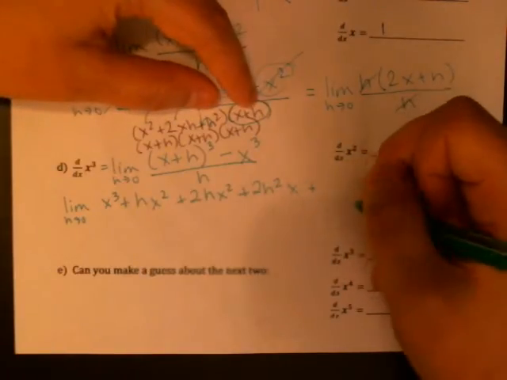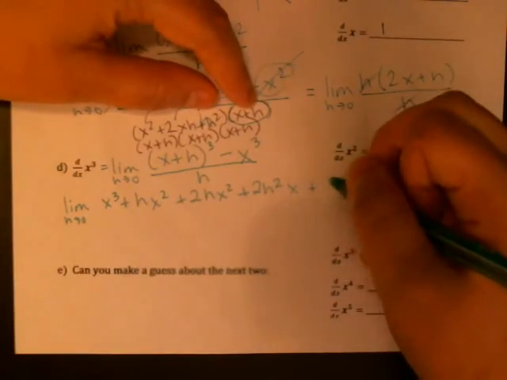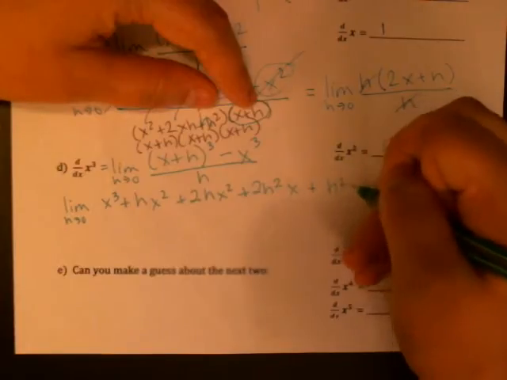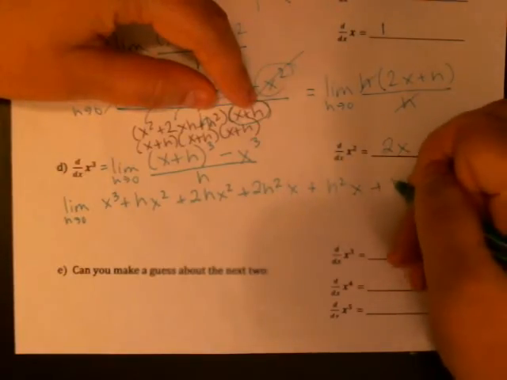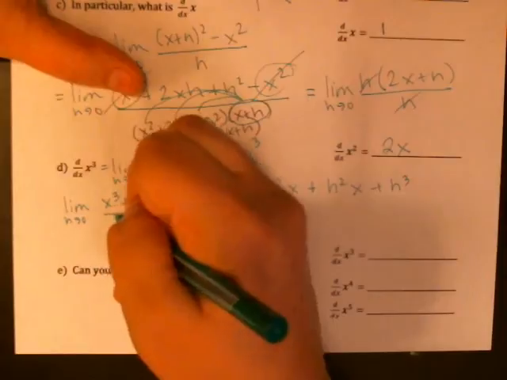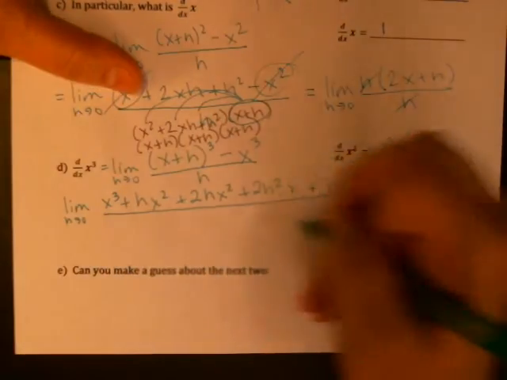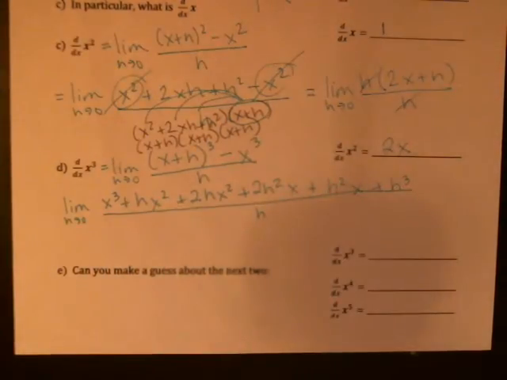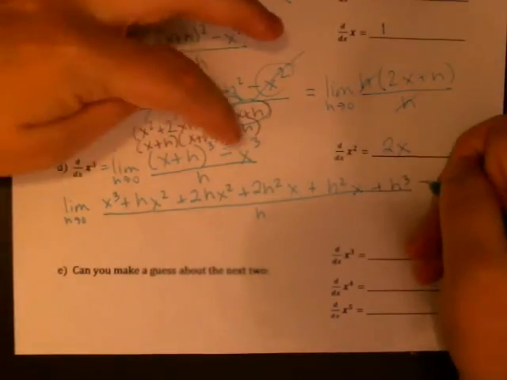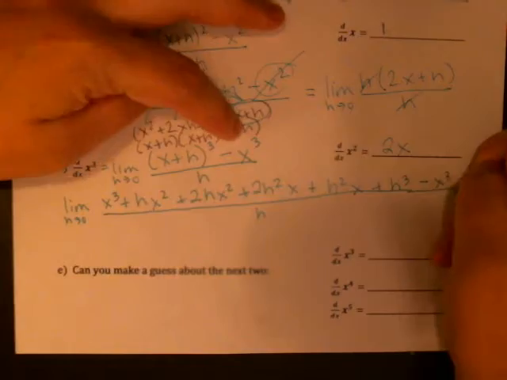Okay, h squared has to get multiplied by x plus h. So the x times h squared is h squared x, and the h times h squared is h cubed. And all that should be divided by h. Oh, and I lost one: minus the x cubed that was there originally.